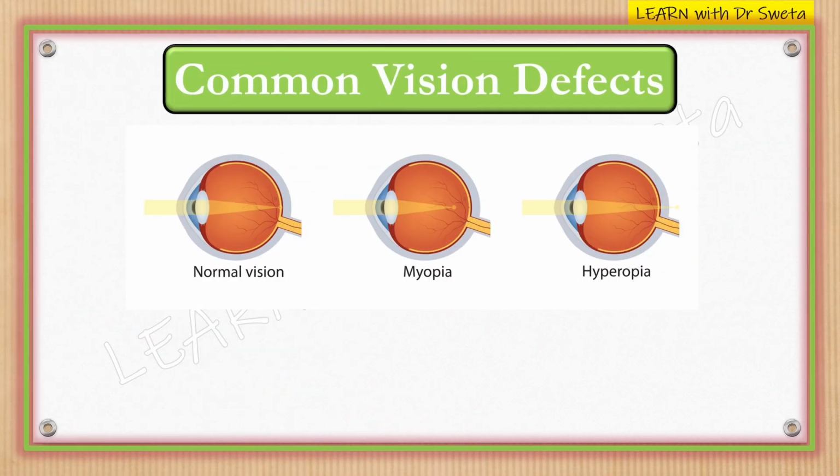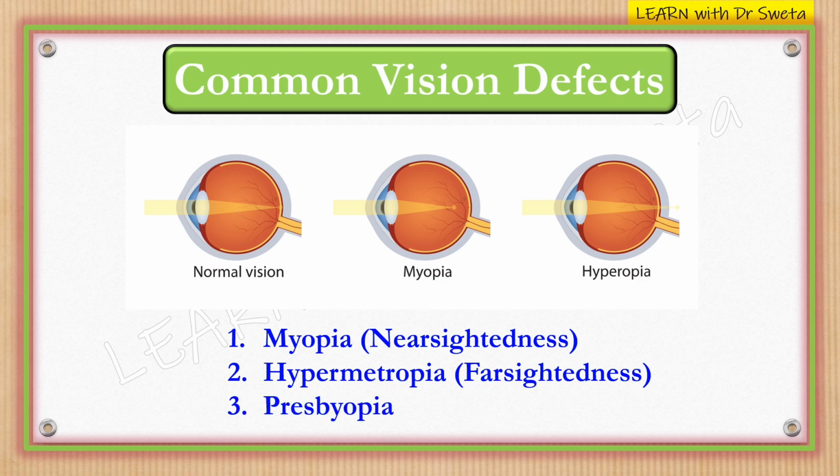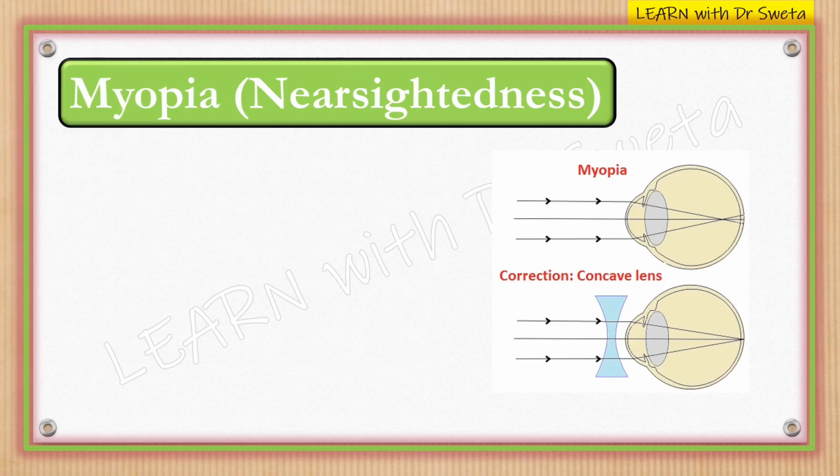Now let's have a look at common vision defects. So sometimes our eyes can't focus properly. This happens due to vision defects like myopia, also known as nearsightedness, hypermetropia, also known as farsightedness, and presbyopia, which is common in older people. Let's know in detail about each one of them.